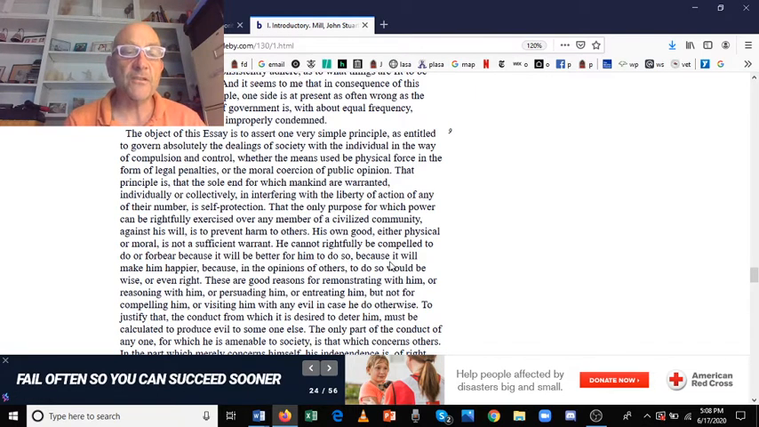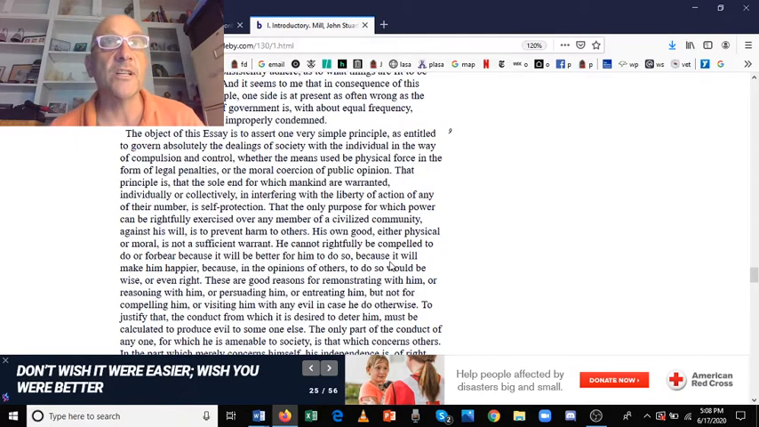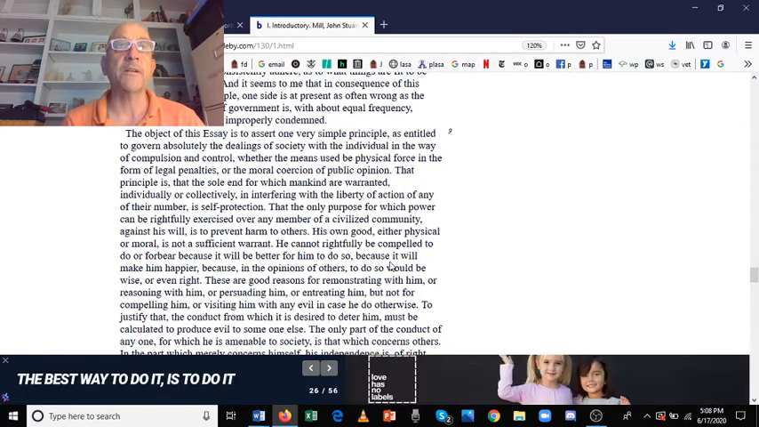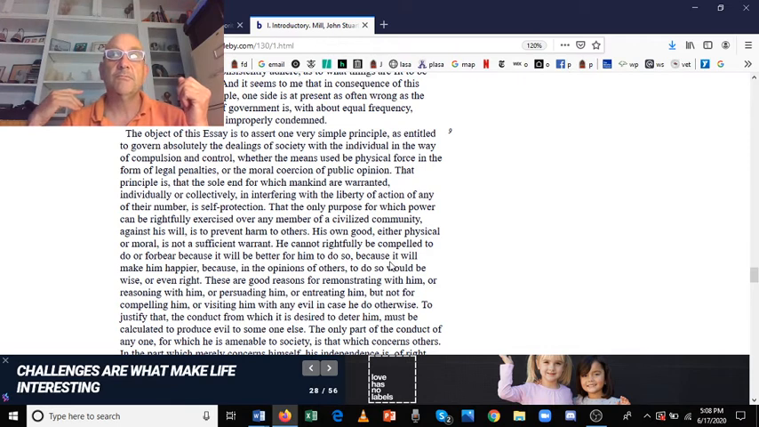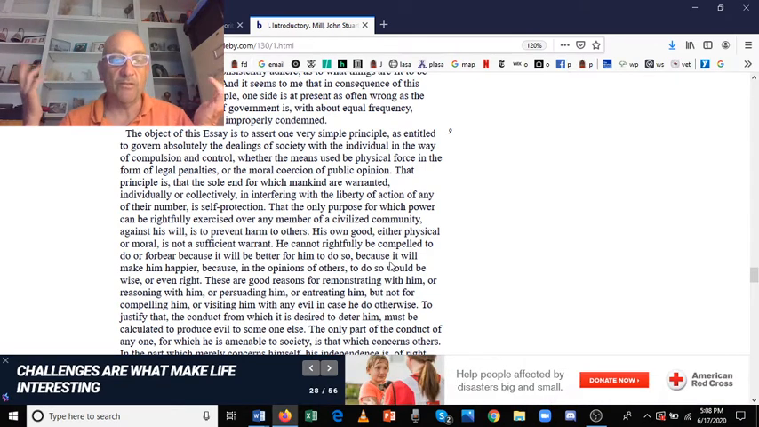Whether the means be physical force, when the law puts you in jail, that's physical force, or, and he's concerned about this too, the moral coercion of public opinion. He means peer pressure there. People talk badly about you. If you have a presence on social media and people criticize you there, you're going to feel the effects of that. That's moral coercion. It's sort of criticism of what you're doing.